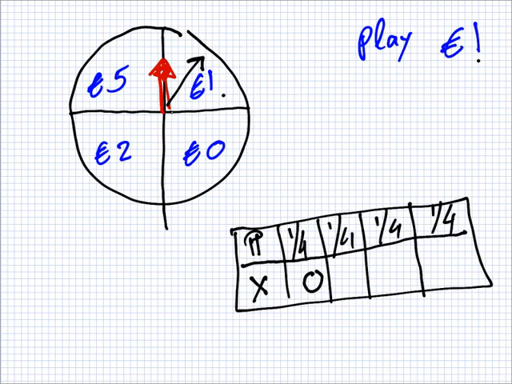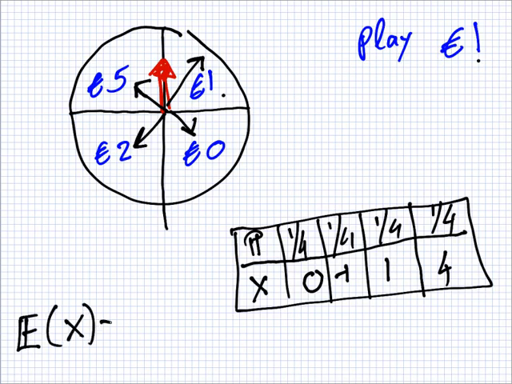In the next quarter, -1. And the next quarter, 1. And then in the last quarter, you're up €4. Okay, so I want a calculation for per spin, what's your expected gain or loss? So let's calculate it. It's 0 times a quarter, minus 1 times a quarter, plus 1 times a quarter.